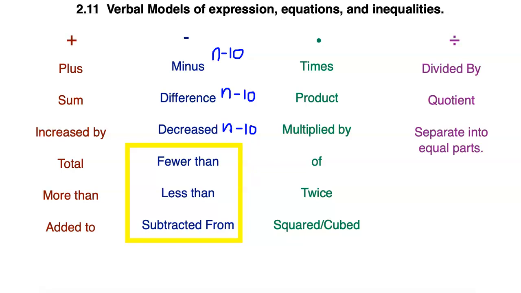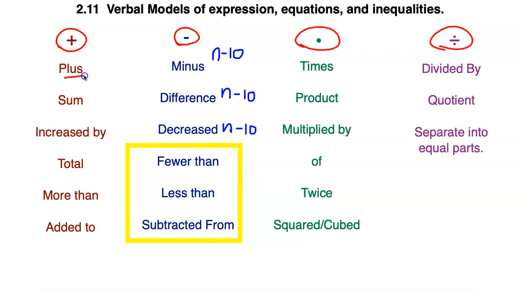Okay, this is lesson 2.11, verbal models of expressions, equations, and inequalities. As you can see, there's a lot of terminology which represents each of our four operations: addition, subtraction, multiplication, and division. This is a great sheet to even take a picture of, take a screenshot with your phone, to help you remember some of the words we use to represent things like addition.